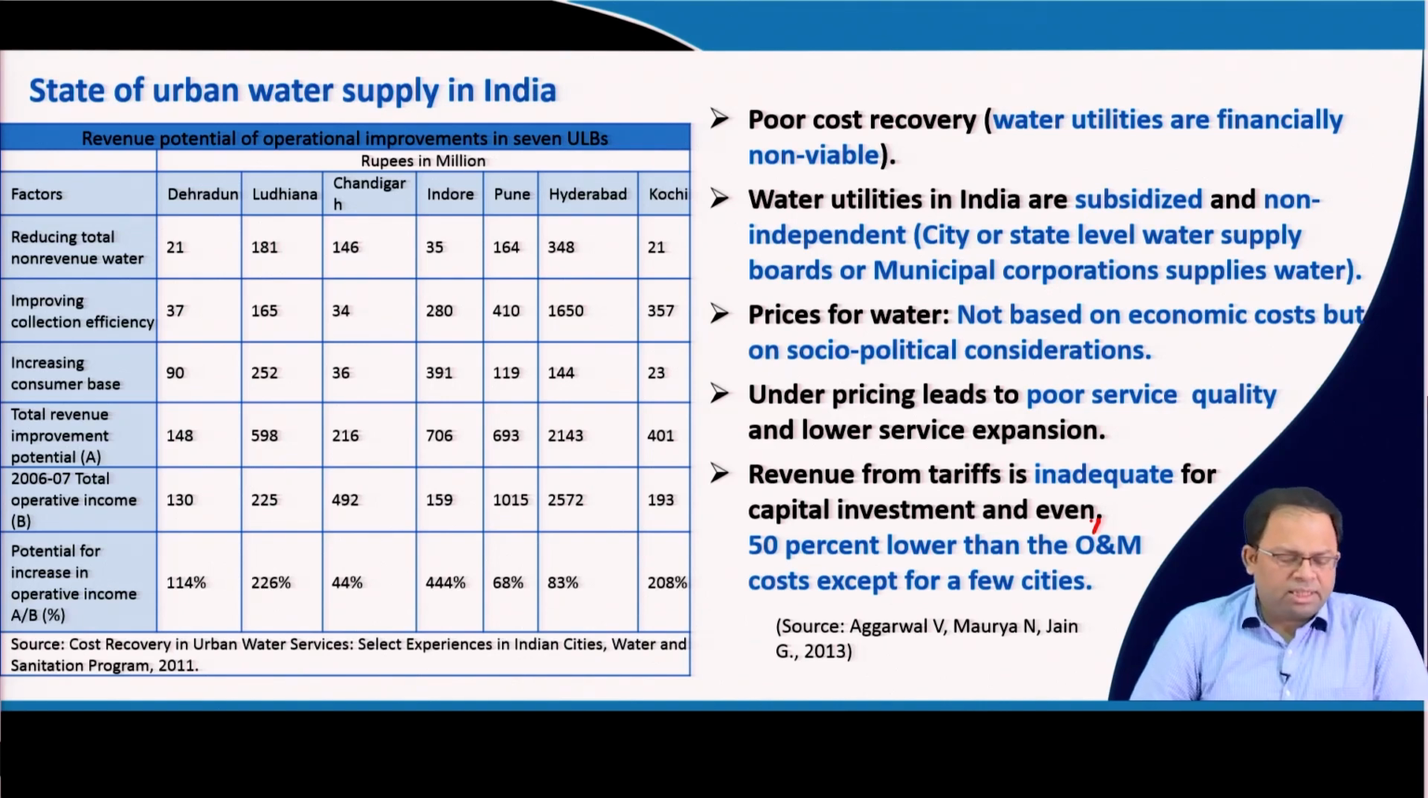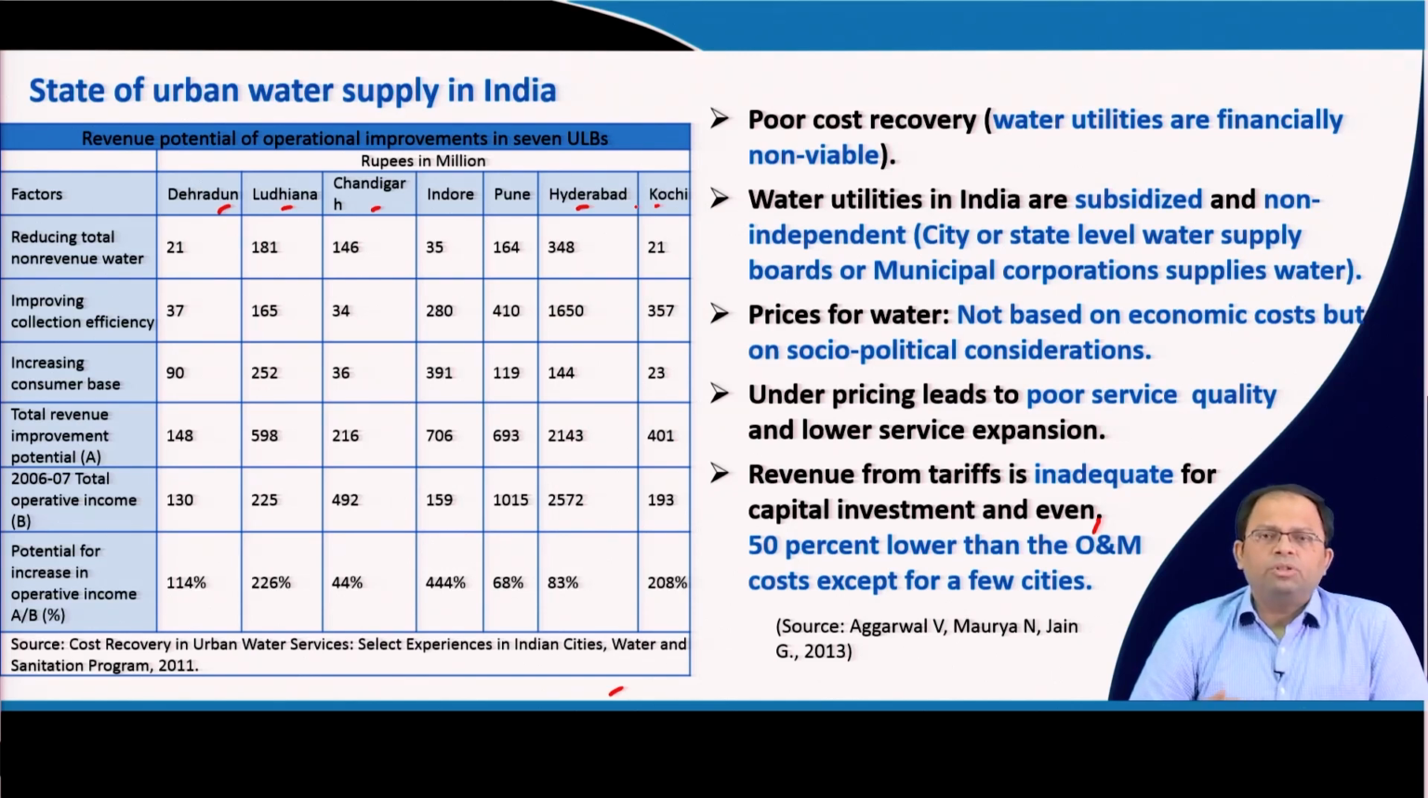And in the table you can see an estimate made in this particular report. It was estimated that for cities like Dehradun, Ludhiana, Chandigarh, Indore, Pune, Hyderabad and Kochi, there is a chance of improving the revenue potential through improving the operations, of course.